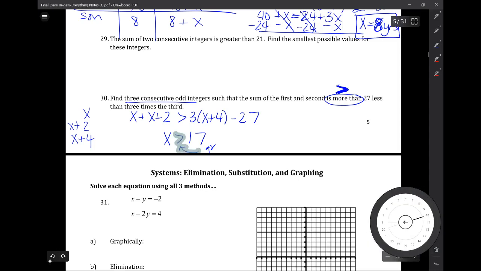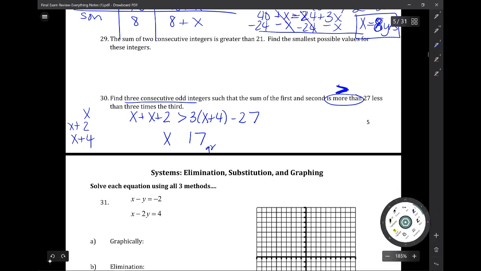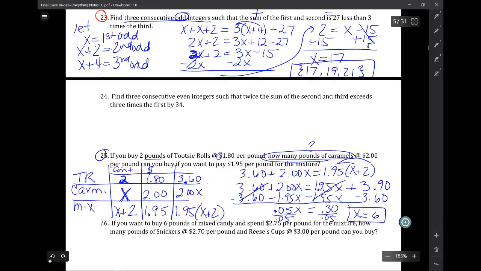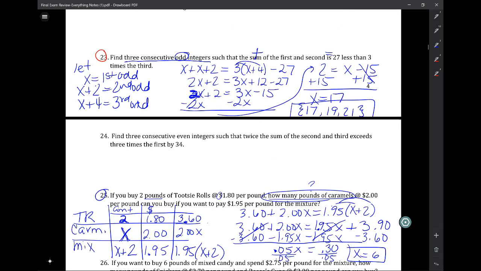So let me erase that. We end up dividing by a negative, so it flips our inequality. So this is going to say less than. X ends up being less than 17 because in the solving of this, if you go back to number 23, we ended up dividing by a negative.